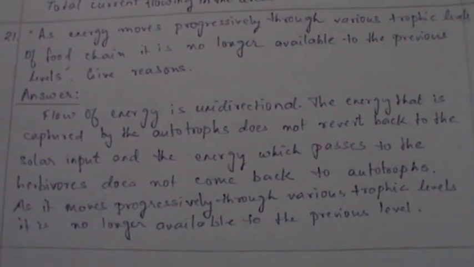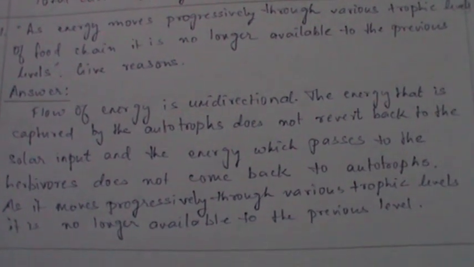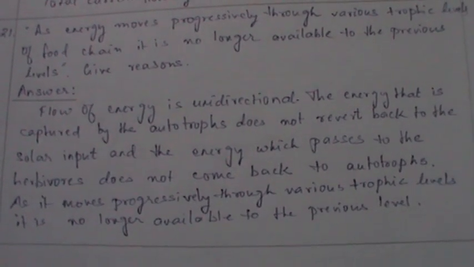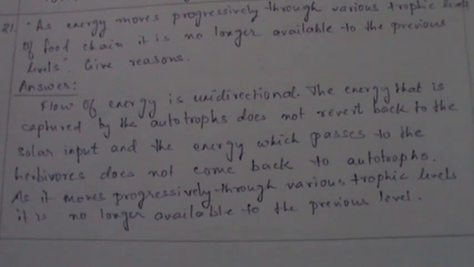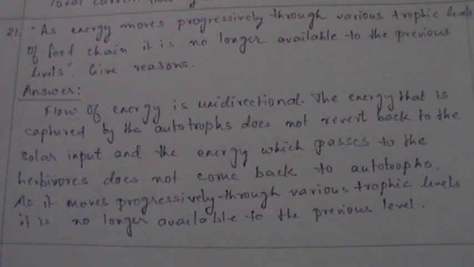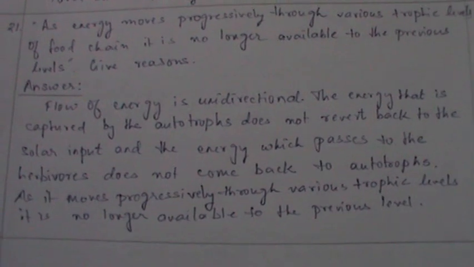Question number 21. As energy moves progressively through various trophic levels of a food chain, it is no longer available to the previous levels. Give reasons. Answer. Flow of energy is unidirectional. The energy that is captured by the autotroph does not revert back to the solar input, and the energy which passes to the herbivores does not come back to the autotrophs. As it moves progressively through the various trophic levels, it is no longer available to the previous level.